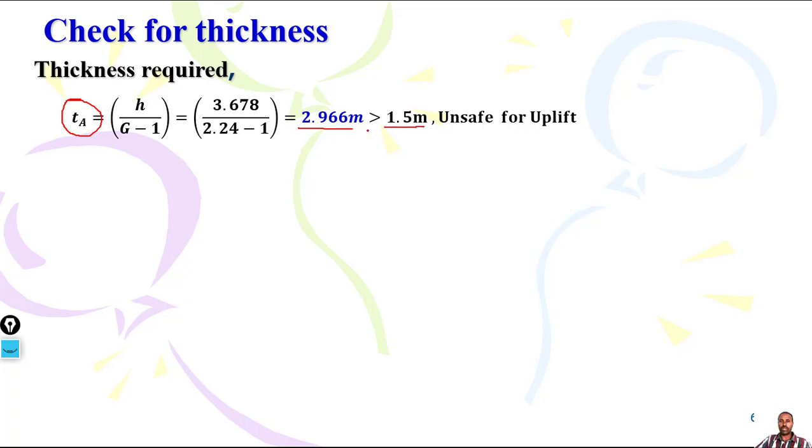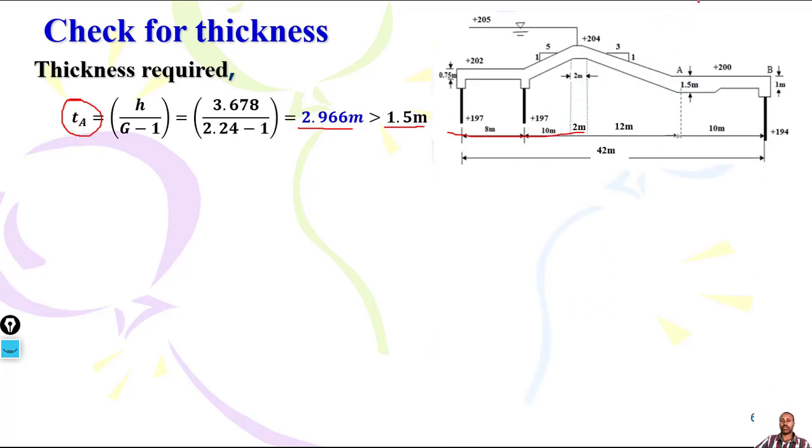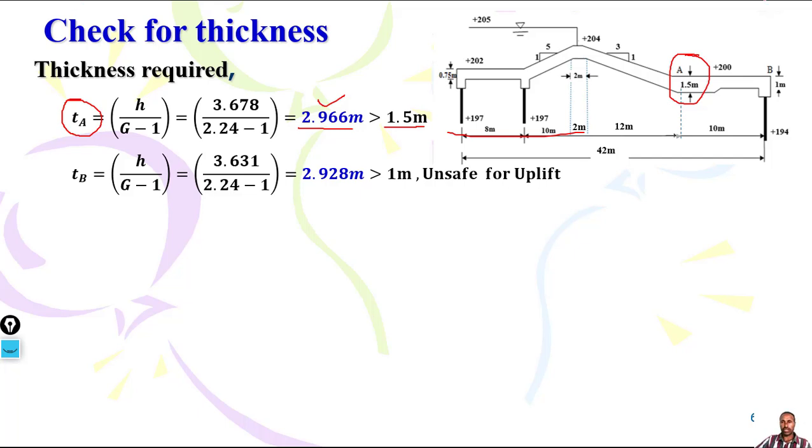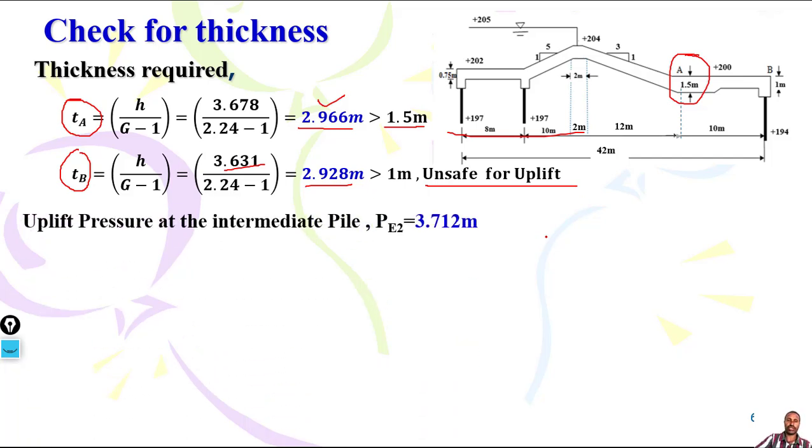Thickness at A is more than 1.5. This is a downstream floor. Thickness is unsafe for uplift, which is this one, 1.5, unsafe because this is more. And thickness at B, at the downstream end, you already have 3.631, then 2.928. This is for checking purposes. If thickness is given, you have to check using this one. So unsafe for uplift again because it is more than 1 meter.